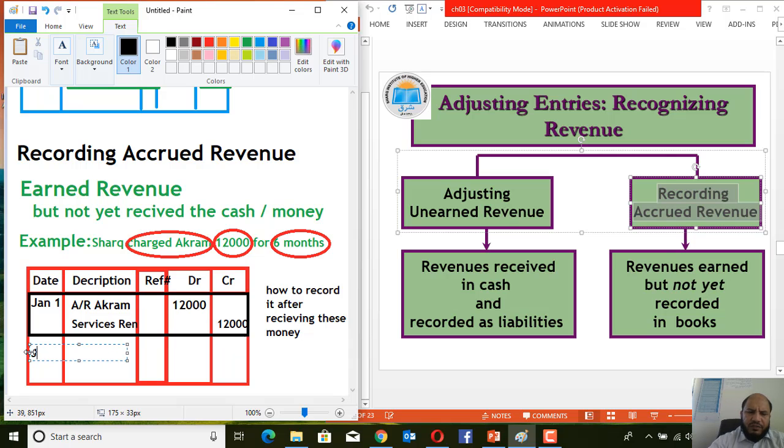At the end of January 30th, the Akram paid this money. So when Akram paid, this means that Akram will pay as cash. Okay, so this cash is how much? That were equal to 12,000. Why he is paying the cash? Because we had receivable from Akram. So we will decrease the account receivable from Akram account. Now it is equal to 12,000.